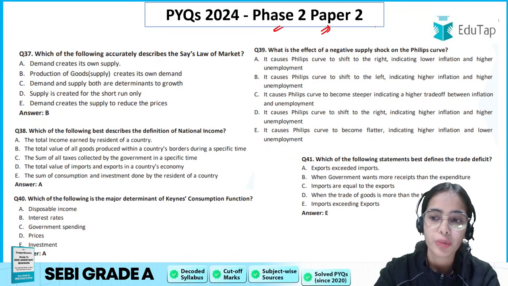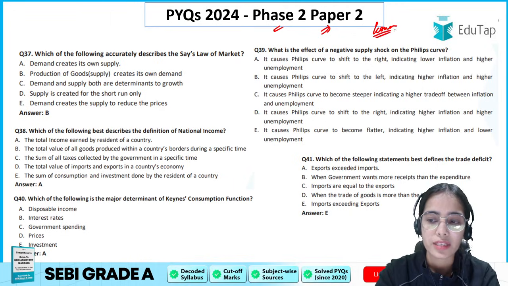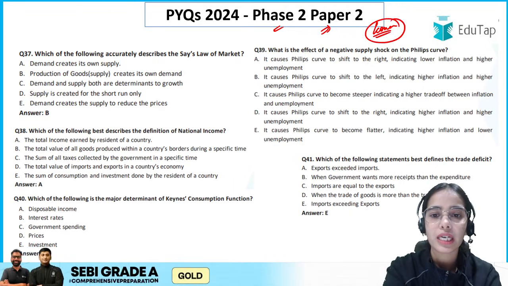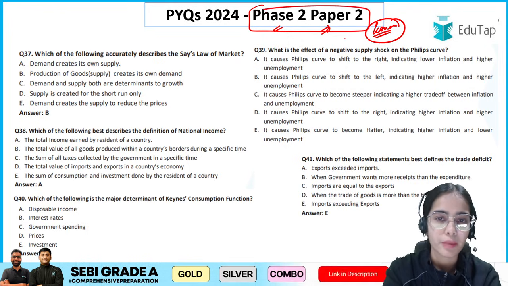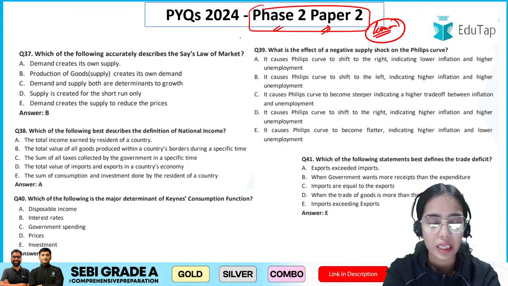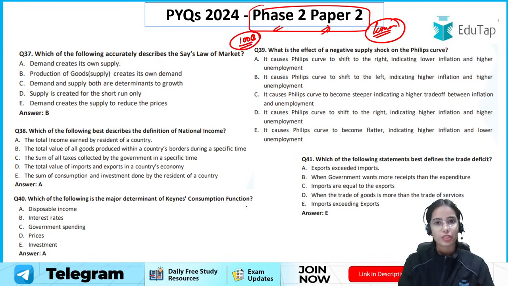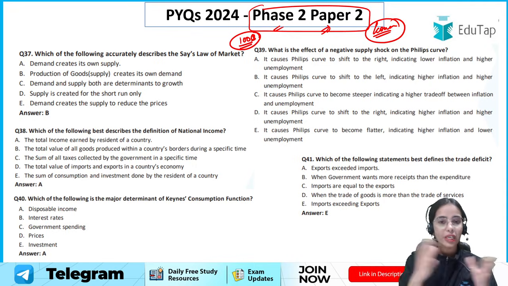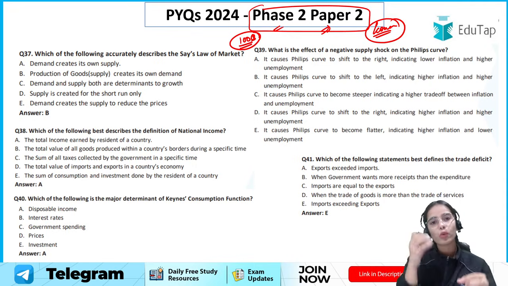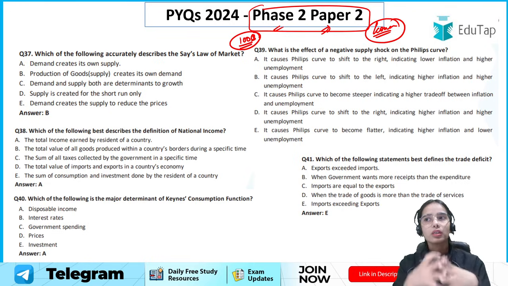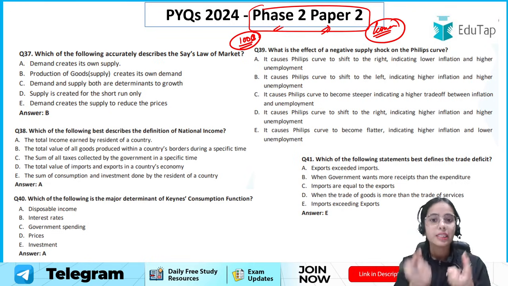So in the phase 2 paper 2 also there is economics, and it is a very important component. Remember that in the phase 2 paper 2 in SEBI Grade A examination, the number of questions have been increased to 100 questions, and so you have to do the 100 questions. Now, so many of the questions are being given. Now, the focus is more on the wider concepts rather than depth of the concepts.